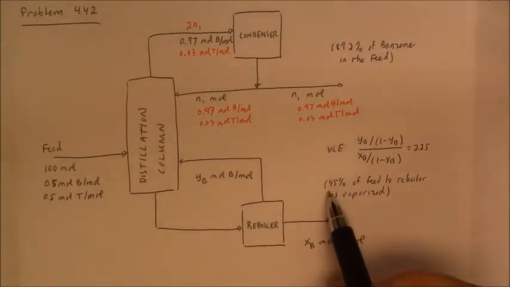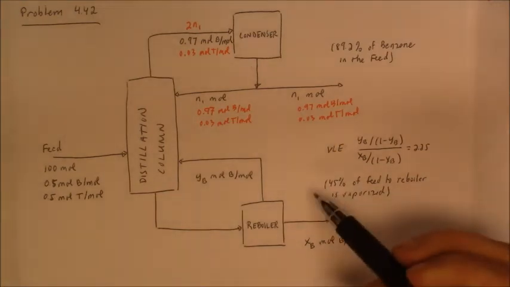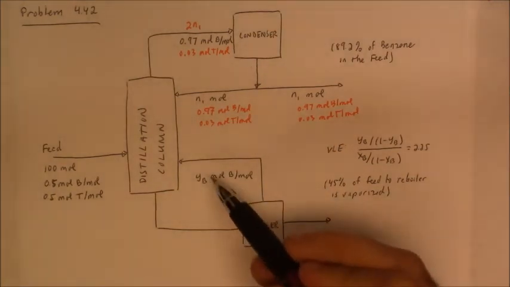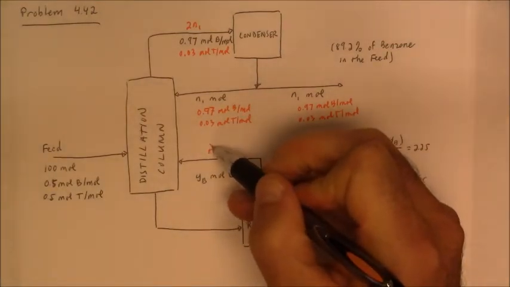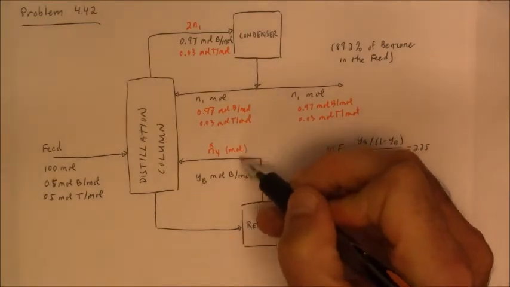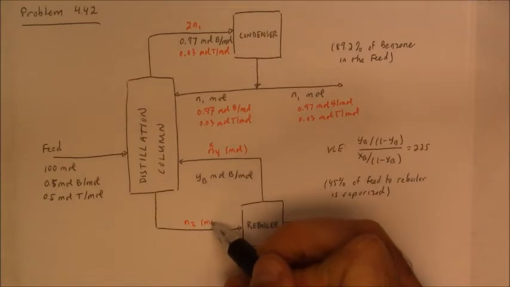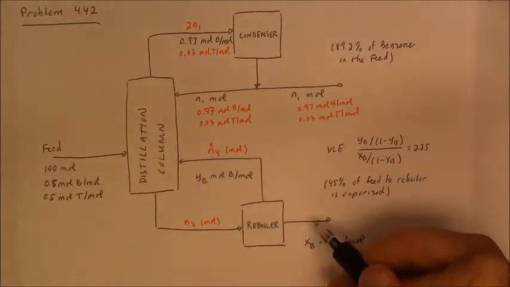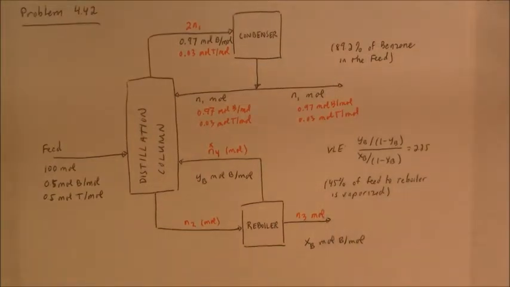Okay, and we're also told that 45% of the feed to the boiler is vaporized, so we know the ratio between some of these streams. So let's go ahead and finish labeling. I'm going to call this stream 4. So this is going to be N4, it's not N dot, it's just amount, moles. We'll call this stream down here N2 moles, and we'll call this stream N3 units of moles.